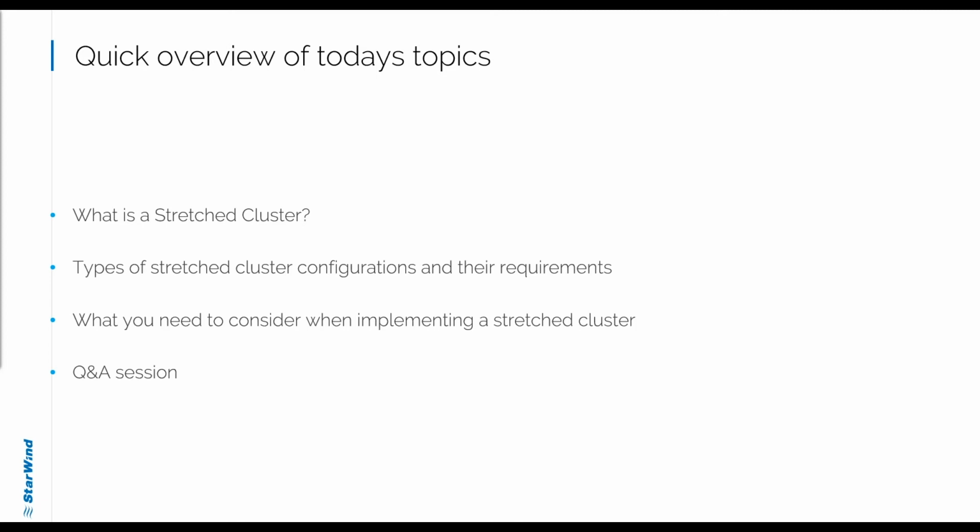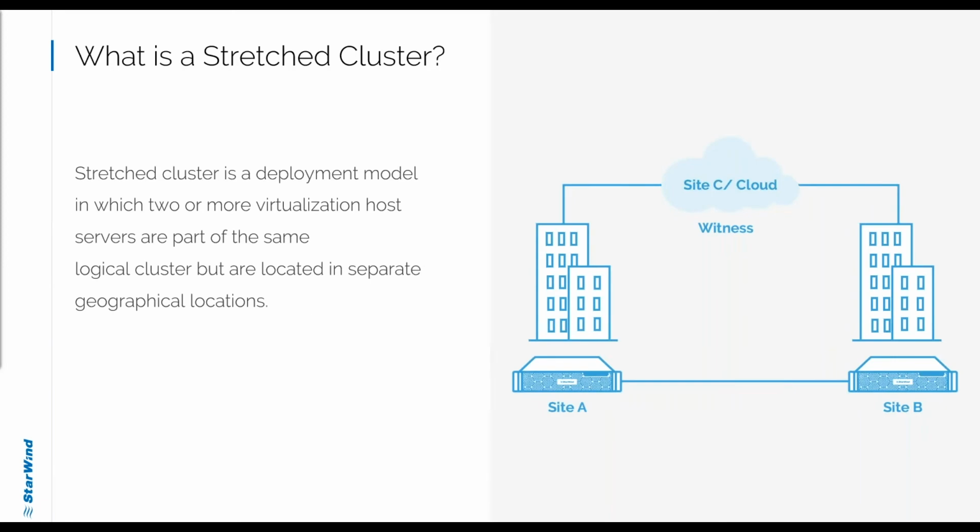So let's actually begin. A stretched cluster is pretty much a deployment where two or more nodes are part of the same logical cluster, but are located in geographically distributed locations. In a stretched cluster, the servers act as a single system to provide high availability and load balancing despite not being located in the same facility.